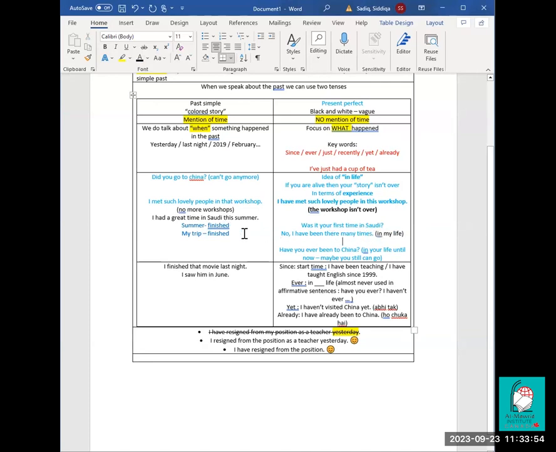Here, I had a great time in Saudi Arabia. I'm talking about one time, and that one time is finished. It's a very fine line difference. It's not a very big difference that you can feel, like, oh, okay. You cannot feel it. That's a problem with present perfect. You can't get that, oh, okay, feeling.